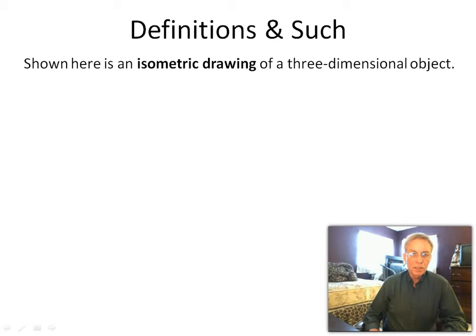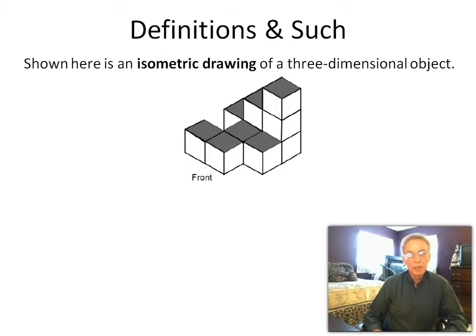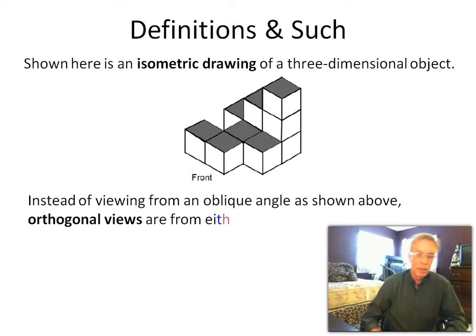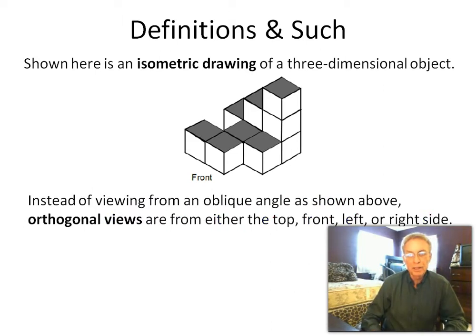Okay, definitions and such. What they've got here is an isometric drawing of a three-dimensional object. You've seen this before. Notice that they have the front labeled, and the left and right will be to your left and right whenever you go to draw the different views. This is called an isometric view because you're looking at it from an oblique angle and you're above it at the same time. The other things that we're going to generate from this are called orthogonal views, and they're either from the top, front, left, or right side.